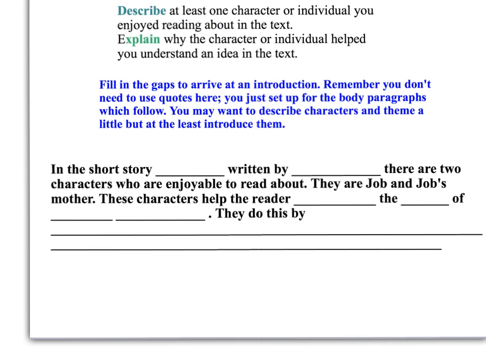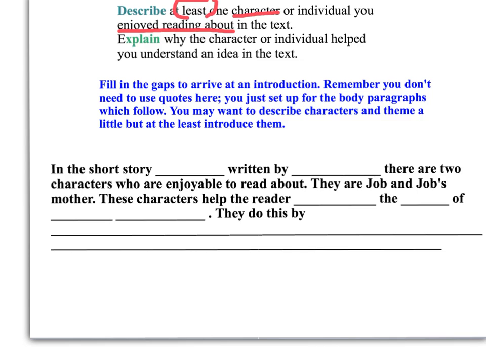On the last slide, I talked about keywords. Well, here are the keywords for the question that you're focusing on today. Character. Enjoyed reading about. And that character may be Job, or it may be Job's mum. Those are the best two, I think. Because, of course, here it says at least, and so you can do more than one character.